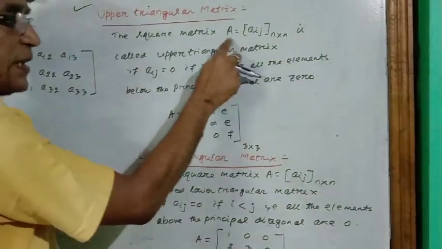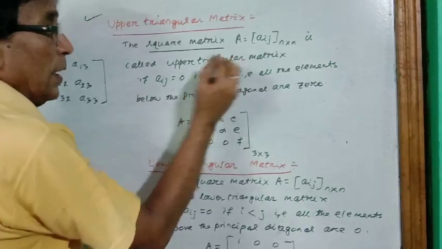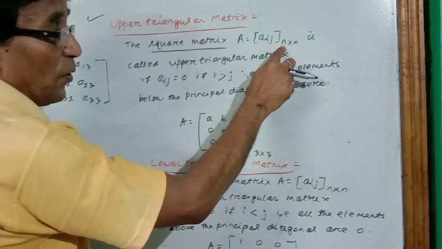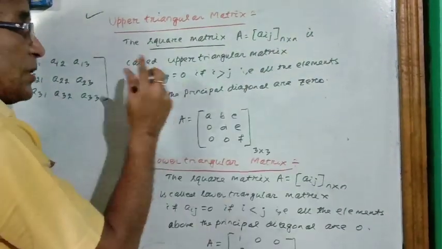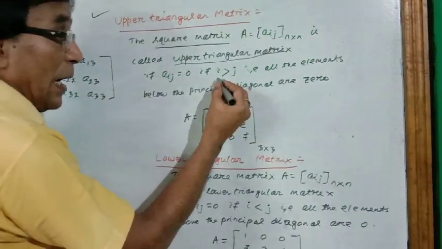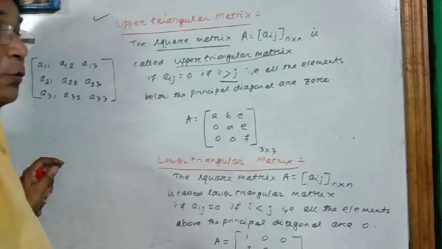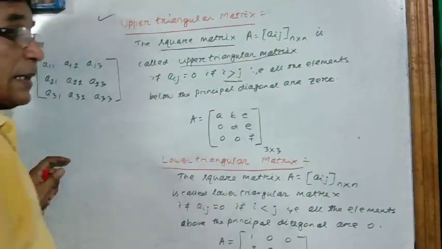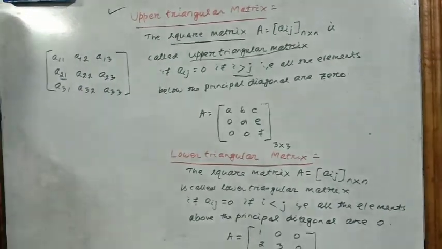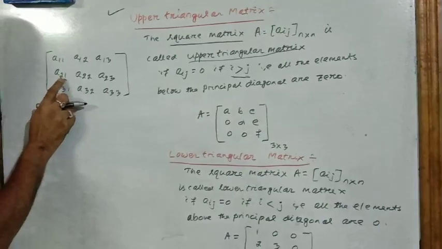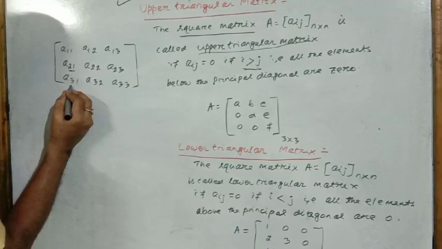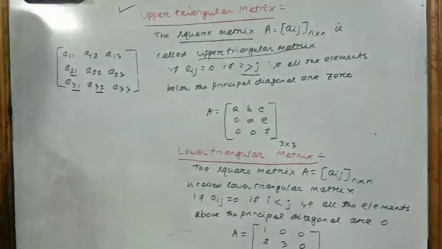The square matrix Aij of order n cross n, remember, a square matrix, because the number of rows must be equal to the number of columns, is called an upper triangular matrix if the element Aij where i is greater than j should be 0. That means here you see A21, here i is 2 and j is 1. So 2 is greater than 1, that means i is greater than j. Here also i is greater than j. Here also i is greater than j.